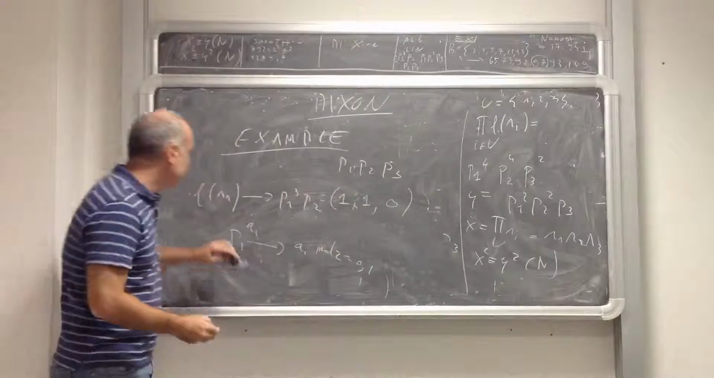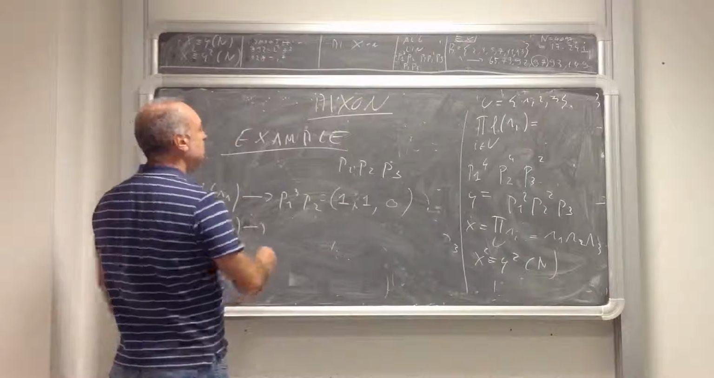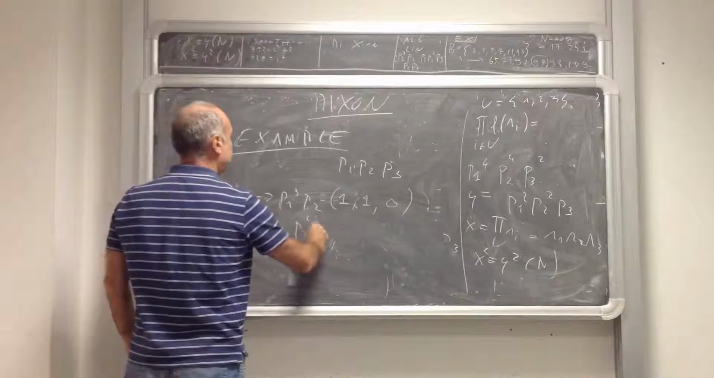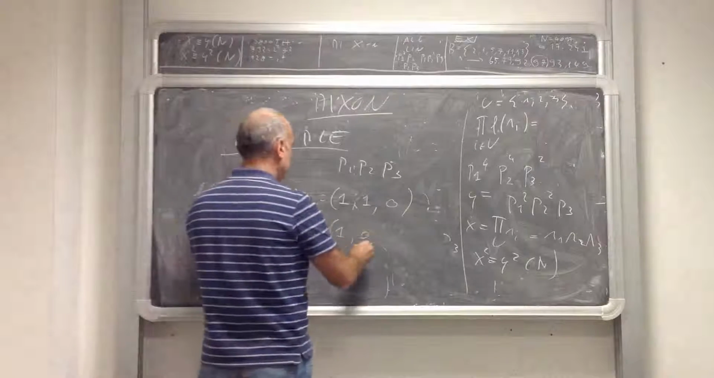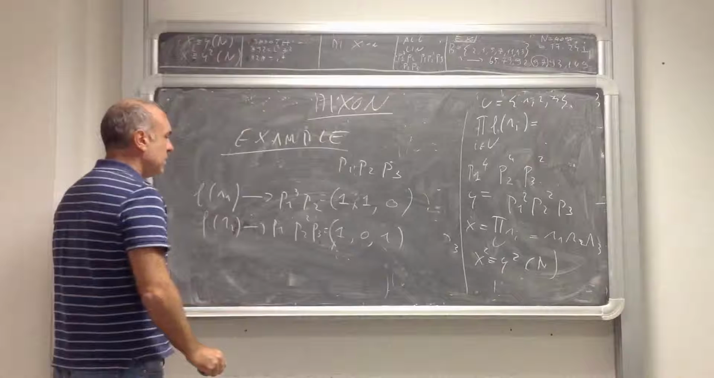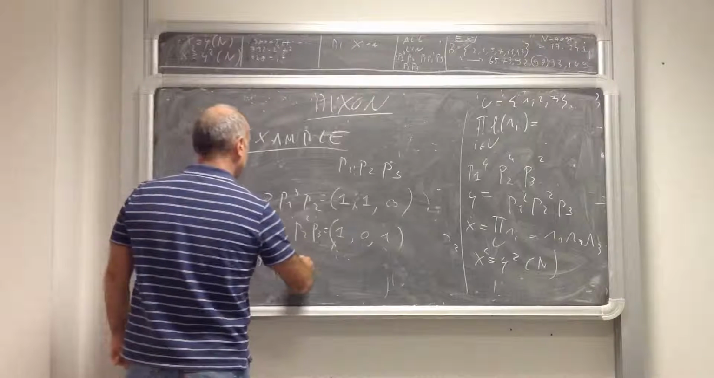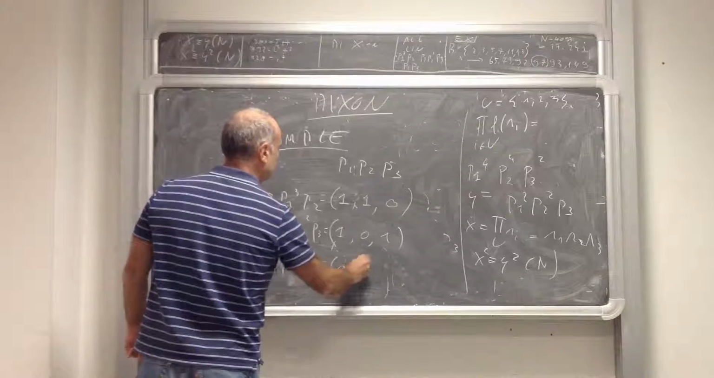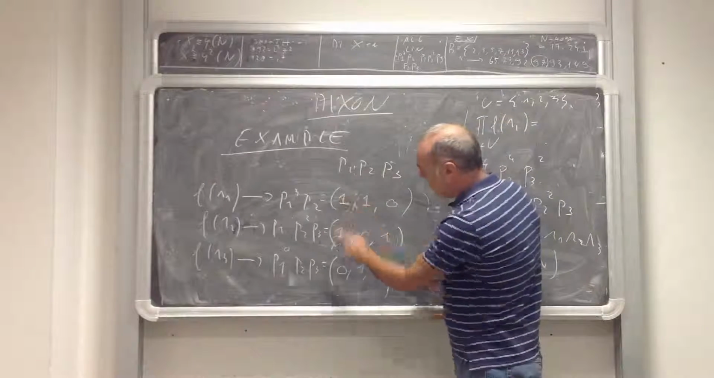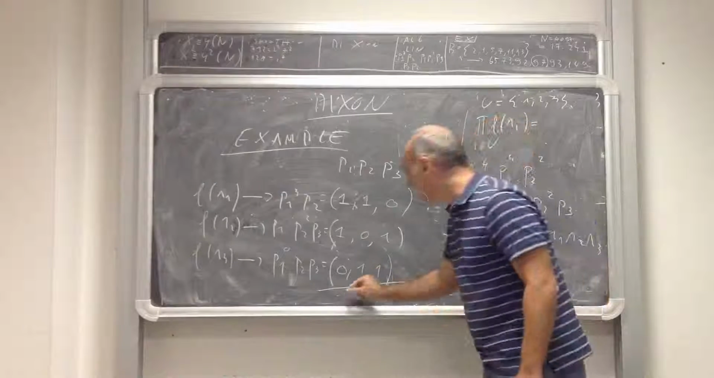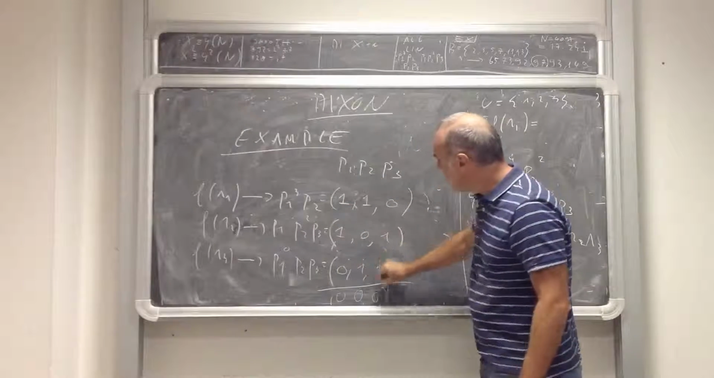Now if we do the same with the others, we'll have f of R2, which is P1 P2 squared P3. So P1 is 1, P2 is 2, which is 0 modulo 2, and P3 is 1. And then if we do f of R3, we have P1 to the 0, P2 and P3, so 0, 1, 1. Now, what can we see? Observe that the sum of these vectors is 0, 0, 0. 1 plus 1 is 0, 1 plus 1 is 0, 1 plus 1 is 0.